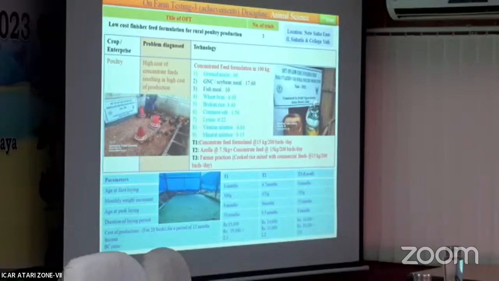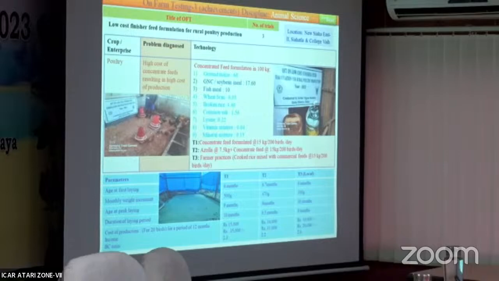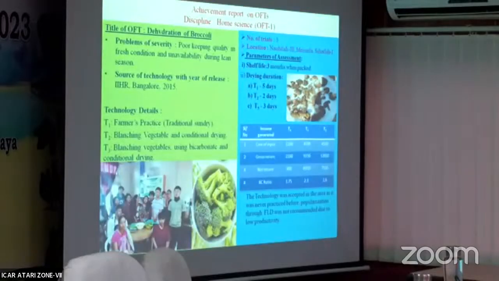The cost of production, this one is for 20 birds for a period of 12 months, is shown here in the slide. I will not read it out. And the BC ratio under T1 is 2.3, T2 2.2, and T3 2. What is the conclusion? So we can conclude that the BC ratio is at par, not much difference. There is no use of this technology.